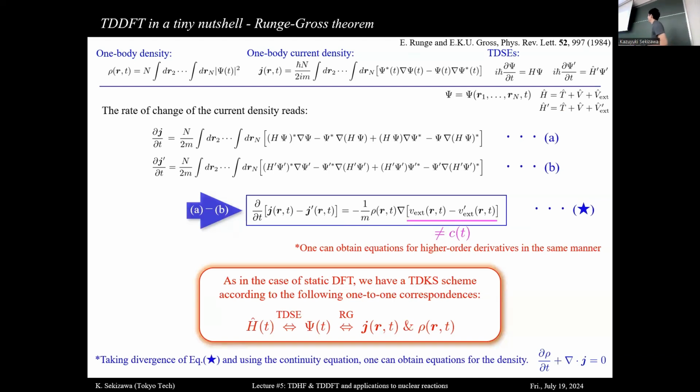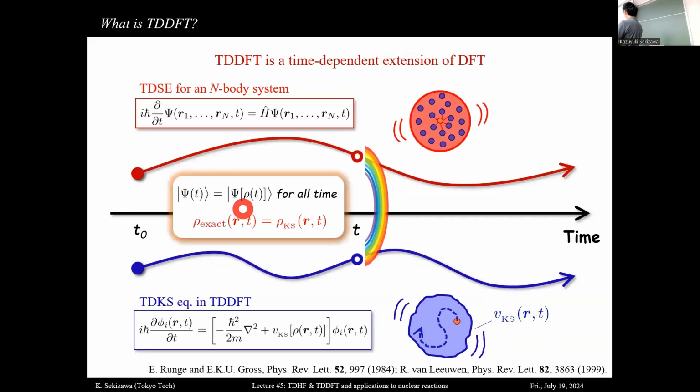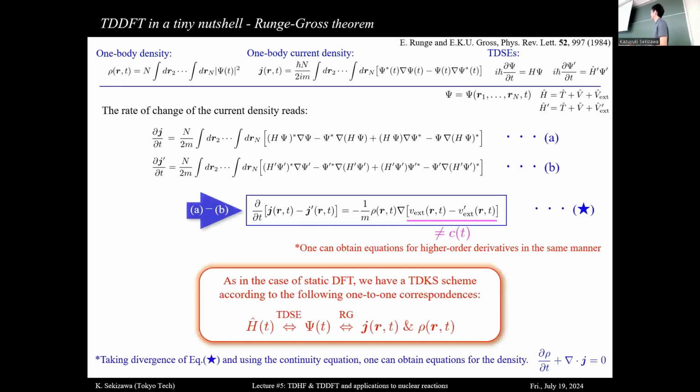Okay. So anyway, if you believe it, we can write down the many-body wave function as a function of the one-body density for all times. And similarly, based on the variational principle, we can derive the time-dependent Kohn-Sham equations. Okay, so this is the first main topic of this lecture.